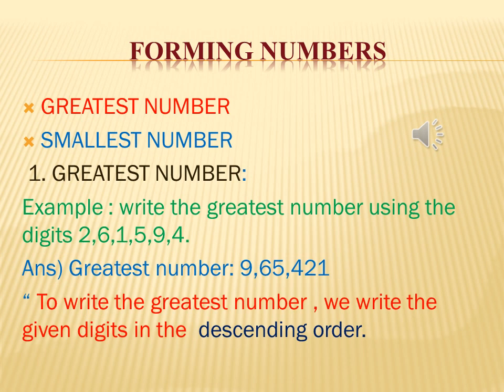Now we'll put commas according to the periods. So we'll get the number as 9,65,421. So this is the largest number formed using the given digits. So we'll conclude that to form the greatest number using the digits, we have to arrange the given digits in descending order.